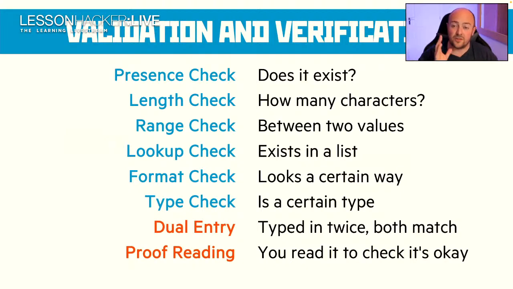Types of validation and verification. There's a big bunch there, but the ones we've done, the ones you remember, hopefully. Presence check, is it there? Length check, how many letters, how many characters? Range check, is it between 2 numbers? Lookup, is it part of a list? Format, does it look a certain way? Type, is it an int? Is it a float? And then we've got verification, which checks something is correct. It has been added correctly. And that would be dual entry. We would type it in twice like a password, and proofreading.